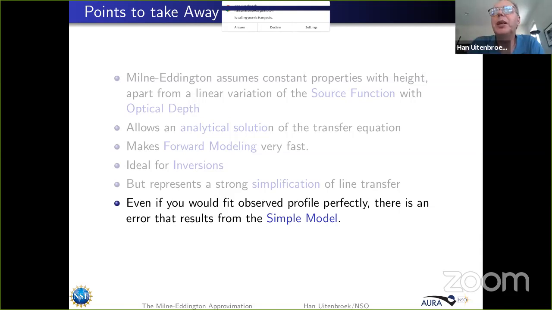Well, the assumption is that the properties of the line, the thermal broadening, I mean, it's a square root of T, so it doesn't vary fast with height, right? So you're assuming that all these properties are functions of height that vary slowly enough that over the line formation height, which is typically maybe 200 kilometers, they are constant enough that you can make this assumption.